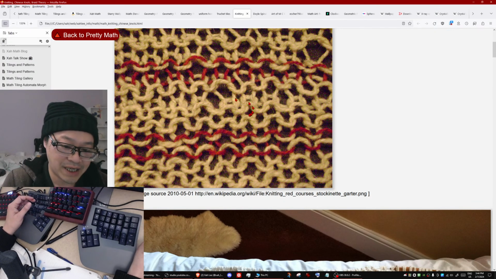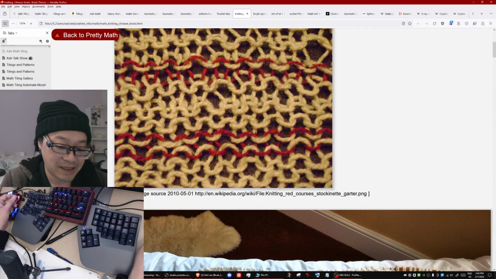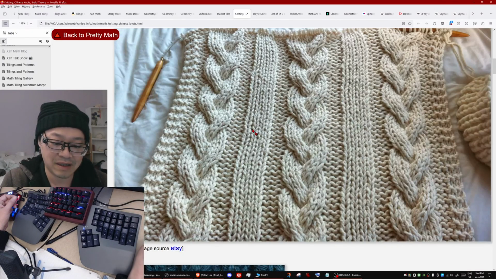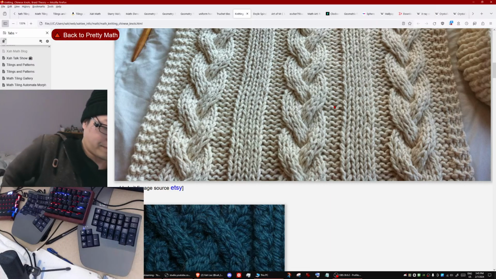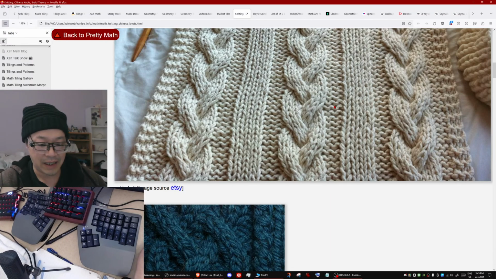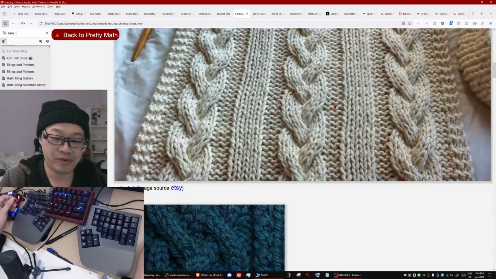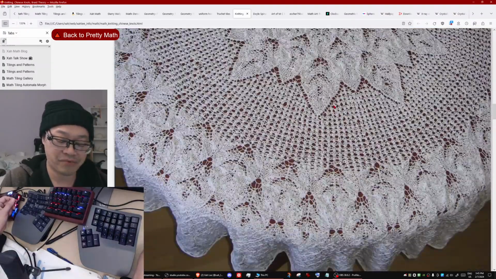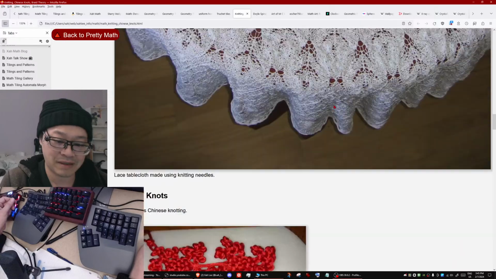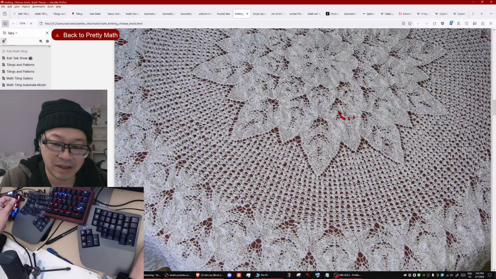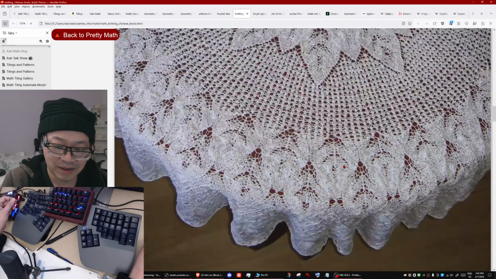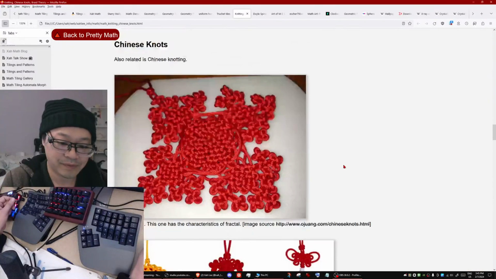Then you get into knitting and weaving, and this beautiful cable knit. This is called cable. How do they pronounce this word, knit or night? I always say night. Anyway, beautiful, an amazing mathematical thing. How is it possible? You can see how intricate and delicate these patterns are.